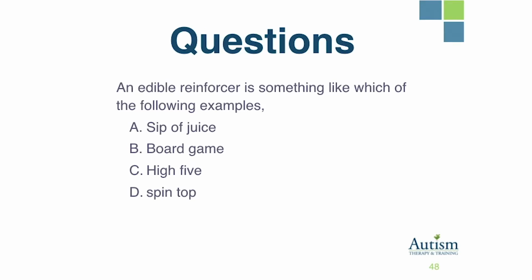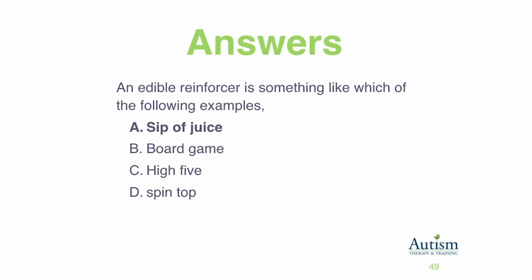An edible reinforcer is something like which of the following examples? A. Sip of juice. B. Board game. C. High five. D. Spin top. And the correct response is A. Sip of juice.